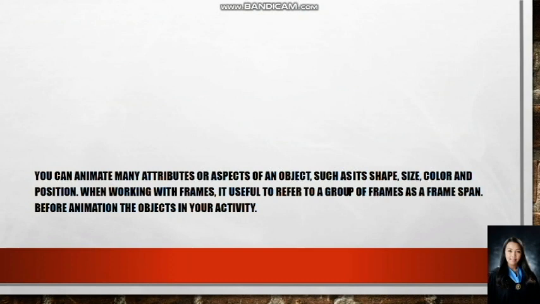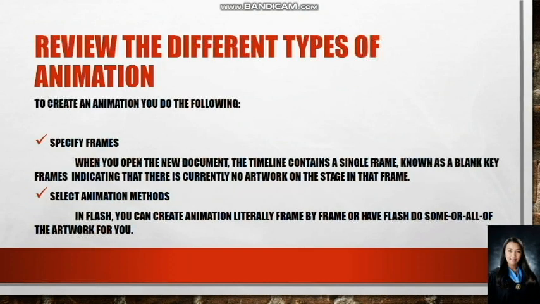Before animating objects in the Greenwind's Eco Cruise project, you review the different types of animation. First, to create an animation, you do the following. First, specify the frames. When you open a new document, the timeline contains a single frame, known as a blank keyframe, indicating that there is currently no artwork on the stage in that frame.